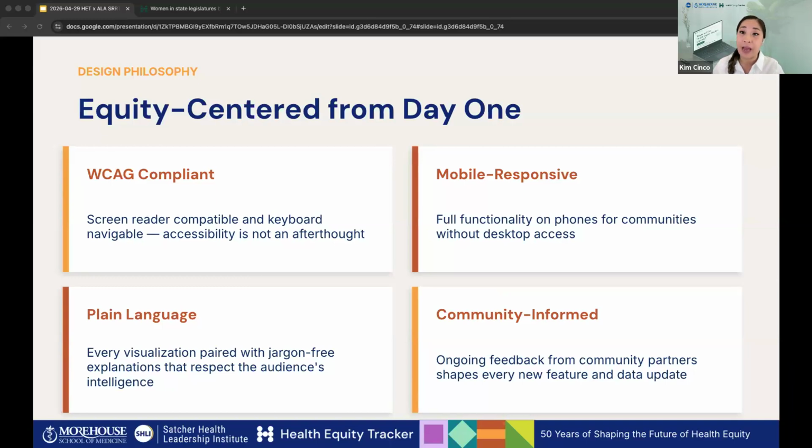Communities without desktop access use the HET on their phones, so mobile responsiveness matters. Plain language is a core design principle, and every new feature we build goes through feedback loops with community partners, not a one-time consultation at the beginning, but ongoing co-design. These aren't just technical details, they're political choices about who the tool is actually built for.